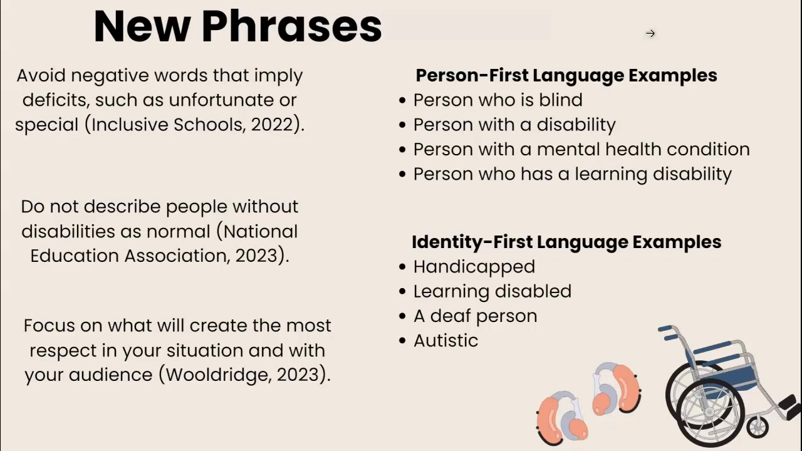Some examples of person-first language would be person who is blind, person with a disability, person with a mental health condition, or person who has a learning disability. And some examples of identity-first language include handicapped, learning disabled, a deaf person, or autistic.